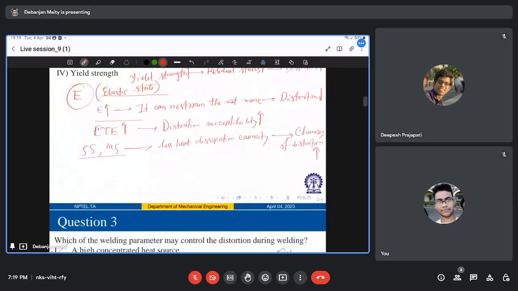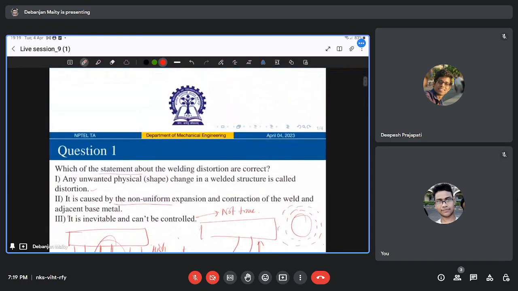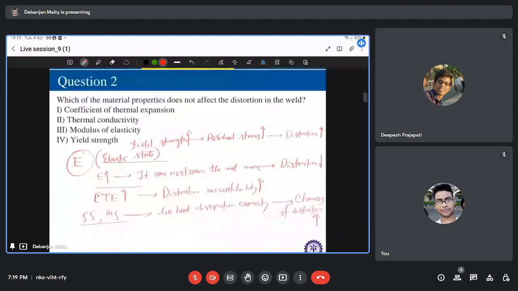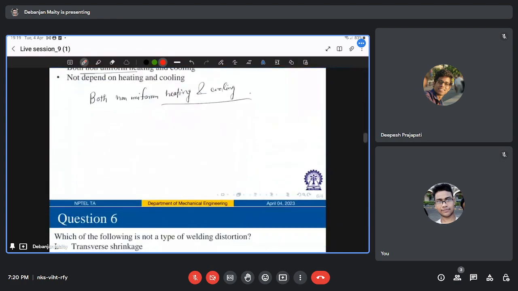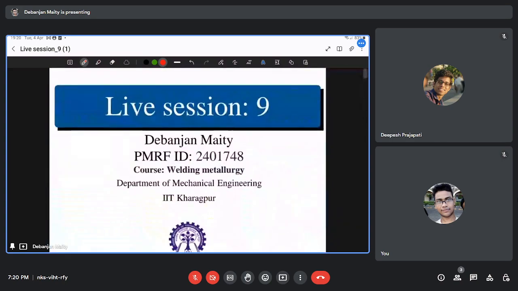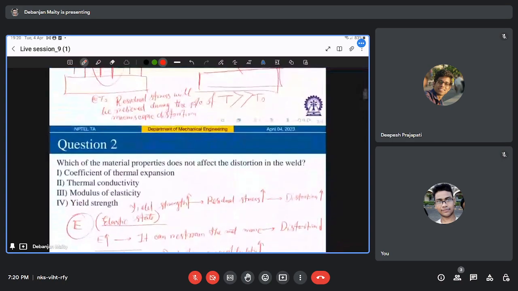Today we moved so fast because the distortion is linked with residual stress to some extent. But we spent some time to understand what is happening and what is not happening. How can you remove those distortions? What should be the welding sequence? And how do these distortions generate in terms of their effect? What can be the causes?